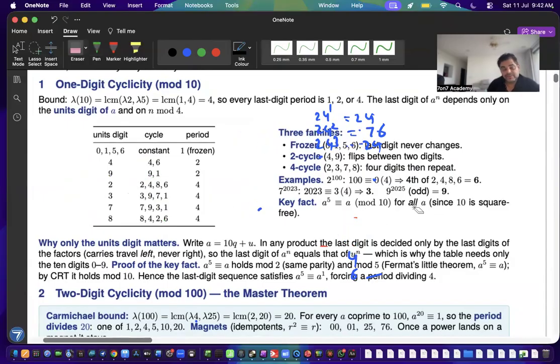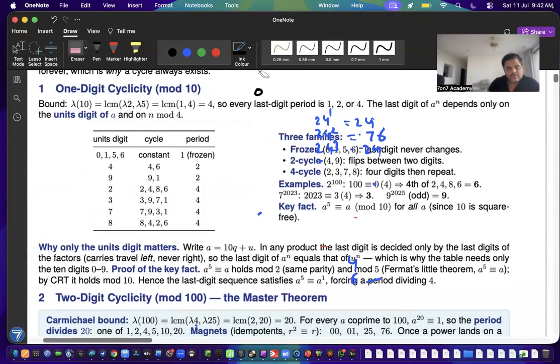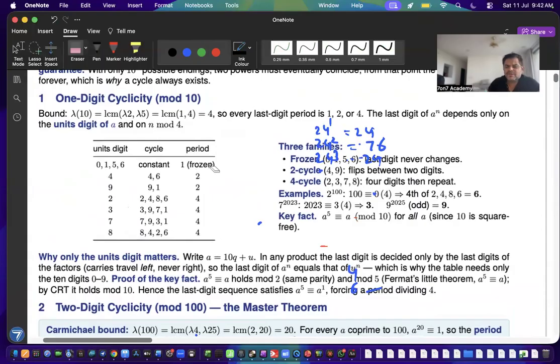Understood? So that's how you get it. If someone asks what the period means: one frozen means 1 digit always comes, the same digit only always comes. One frozen means only one number comes, that is the meaning of that. Here 2 different numbers come. If the unit digit is 9, only 2 digits come. If the unit digit is 2, then these are the cycles that you see.